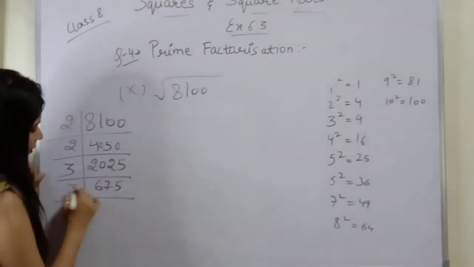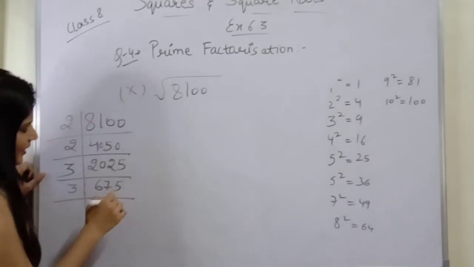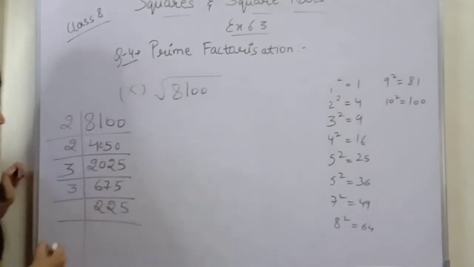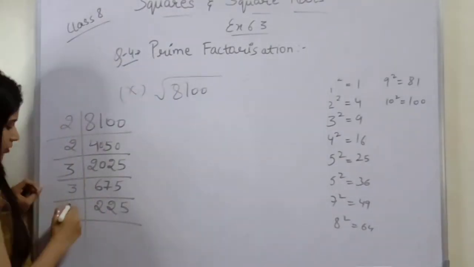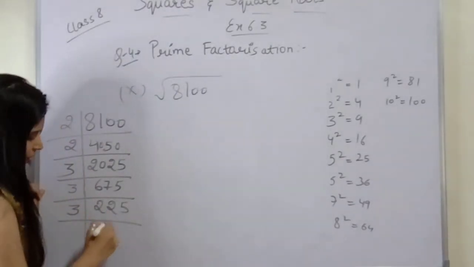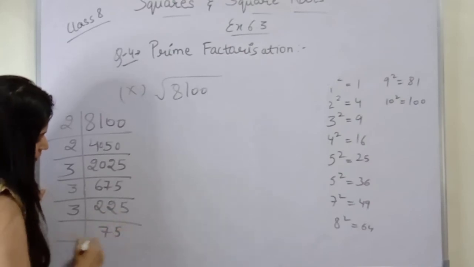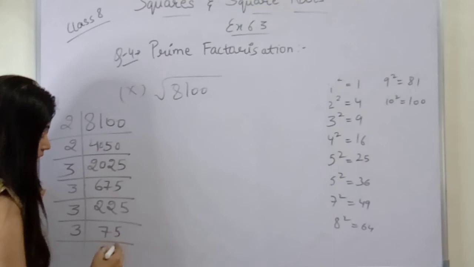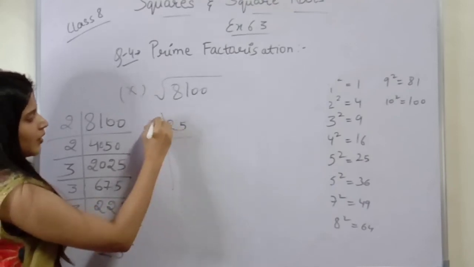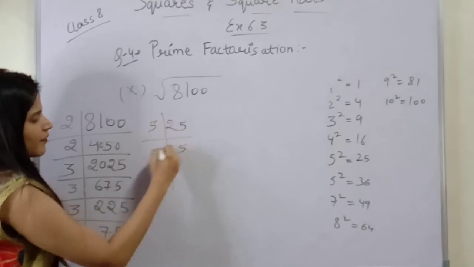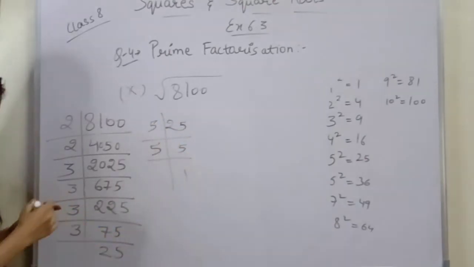Now 3 2s are 6. 3 5s are 15. Now again it will go by 3. 3 7s are 21. And 3 5s are 15. Again 3 2s are 6. 3 5s are 15. Now 25 will go by 5 only. 5 5s are 25. 5 1s are 5.